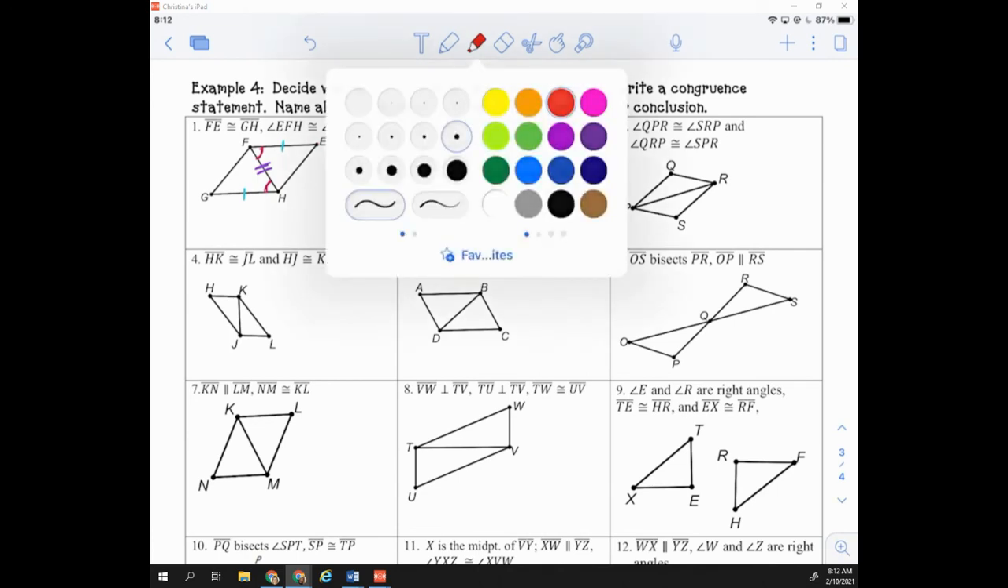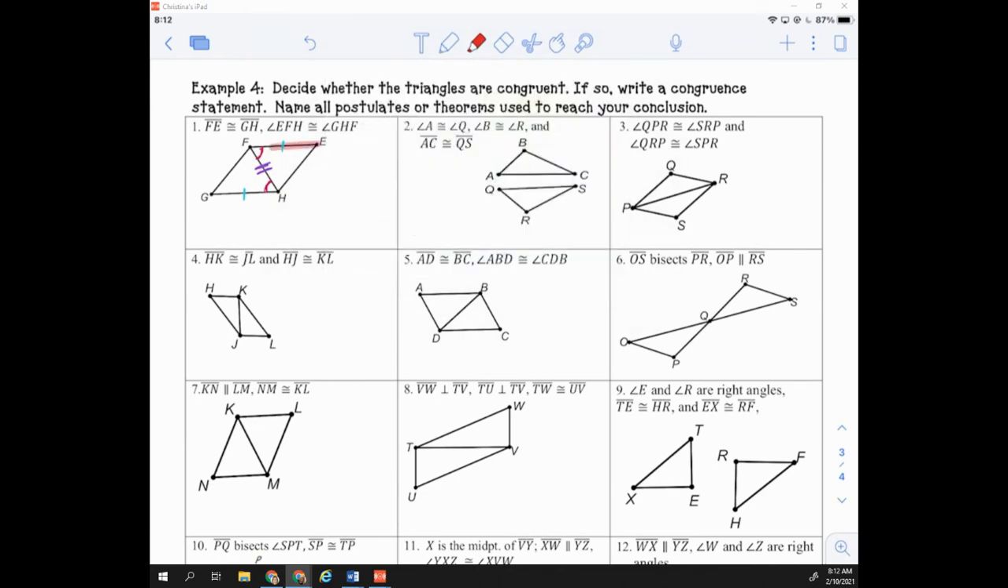What do we have here? We have side, angle, side: 1 tick mark, angle, 2 tick marks. Let's make sure it matches over here: 1 tick mark, angle, 2 tick marks. So it does match. So we have side, angle, side congruence, and we have to write our postulate.